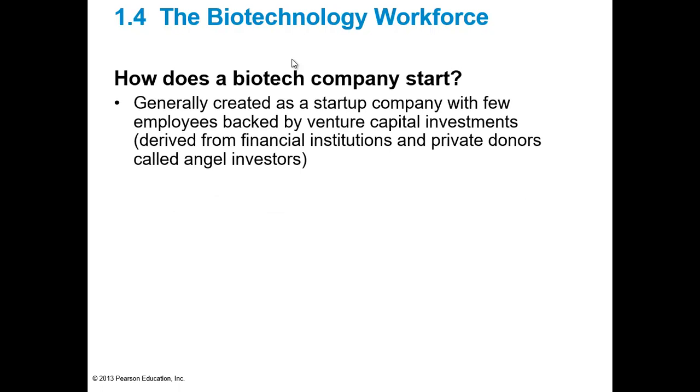To start up a biotechnology company, and I know this firsthand, I had my own startup company in 2000, and we only lasted 2 years. Usually you start with a few employees. My company started with about 7 employees, and you're backed by venture capital investments. And these are large investors that take large retirement funds. They take people's retirement savings and invest them into lucrative companies. And these come from financial institutions or private donors called angel investors. And you want to get this type of investment very quickly because biotechnology is very expensive.